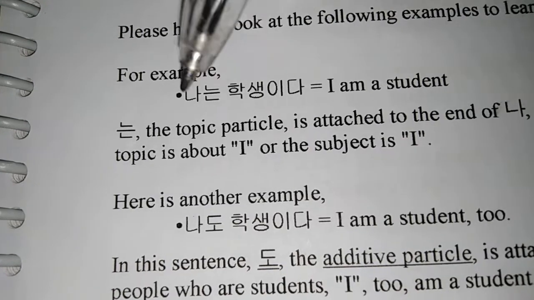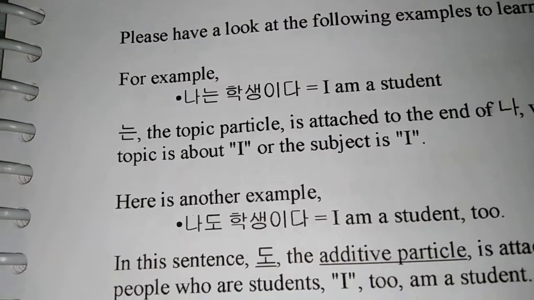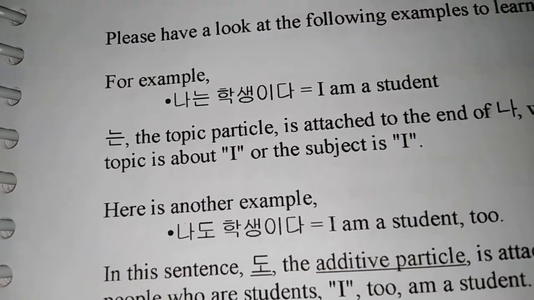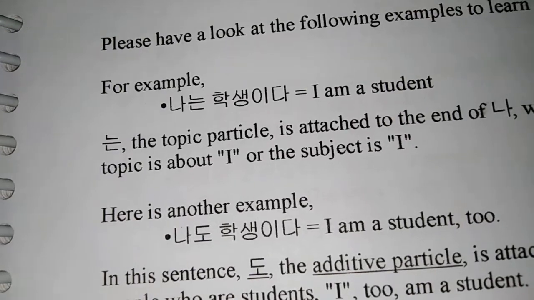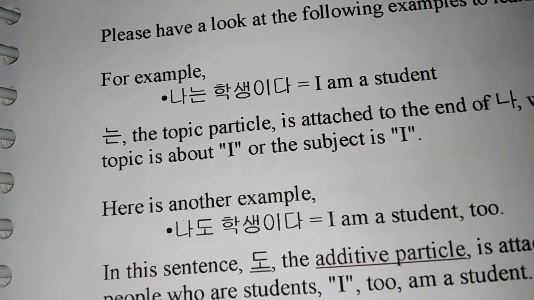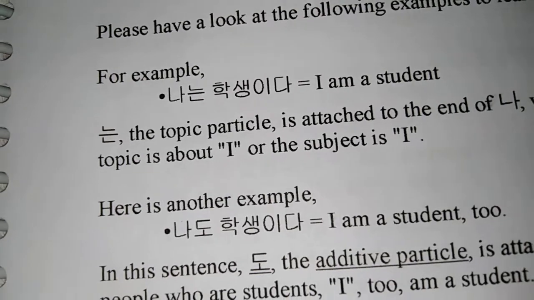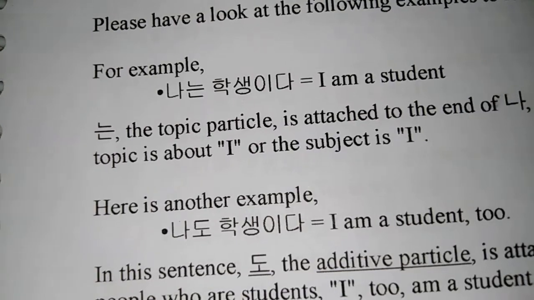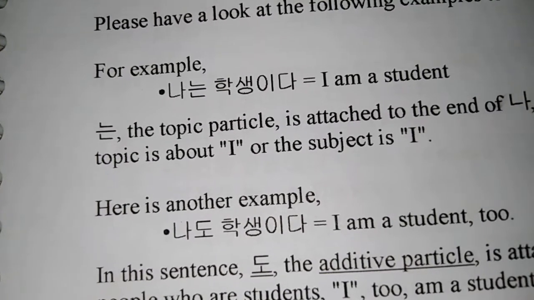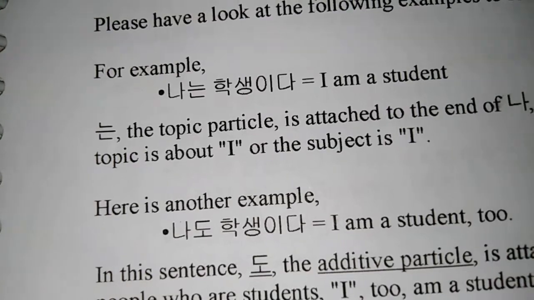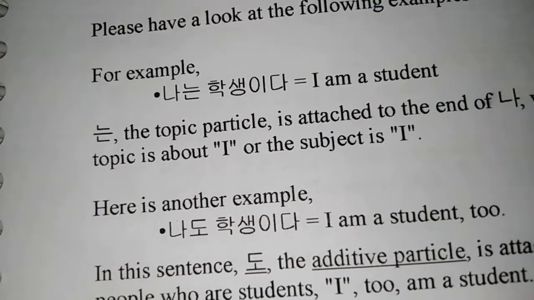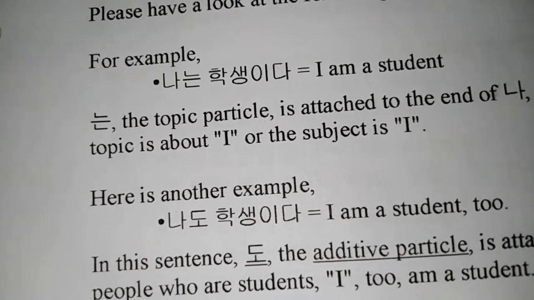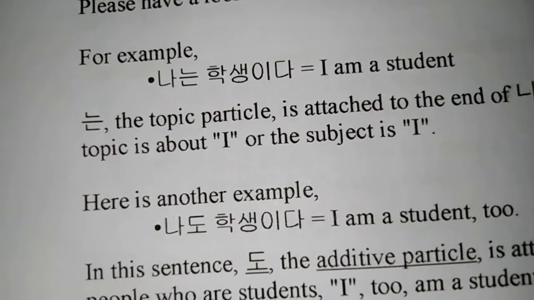The first one is 나는 학생이다. Na means I. Na is the subject here, and 는 is the particle there. So be very careful. 는 or un, the topic particles, always follow the subject. And that's the same for ga and e. Subject particles are called subject particles because they are used to represent the subject, and they are used after the subject.